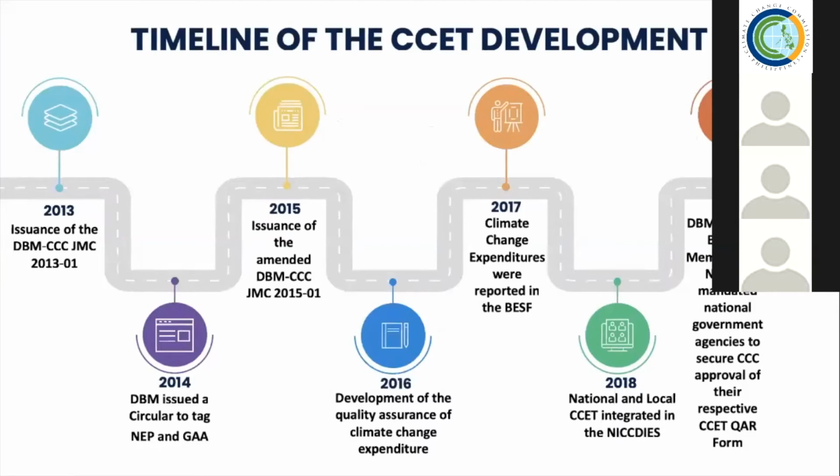In 2016, the QAR of climate change expenditure was developed and further enhanced, and was made with the typologies to align to the DBM's initiative on outcome-based budgeting as well as the RBMES of the NCCAP. In 2017, the climate change expenditures were reported in the DBM's budget expenditure and sources of financing. In 2018, the CCET figures were integrated and uploaded in the sub-portal of the Climate Change Commission's website.